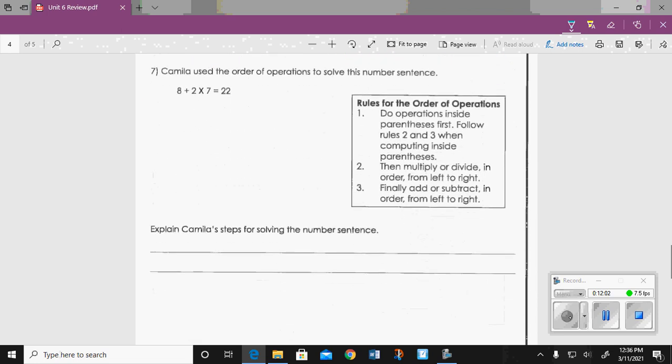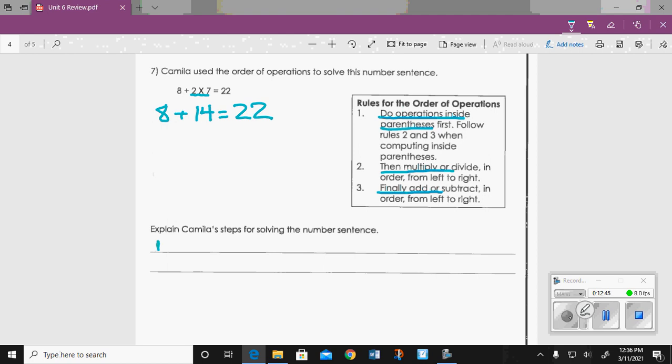Number 7, Camelia used the order of operations to solve this number sentence. 8 plus 2 times 7 equals 22. Looking at our order of operations, you're going to do your number 1, the parentheses, then multiply and divide, doing them in order, or finally add and subtract, doing them in order from left to right. So if I look at this, then my 2 times 7 would come first, which is 14, plus the 8 would equal 22. Explain her steps.